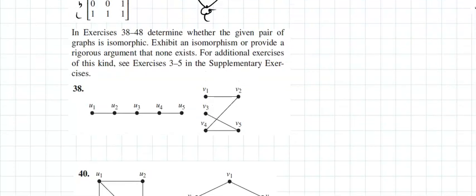Now let's talk about this isomorphic stuff. If I look at 38 to 48, determine whether the given pair of graphs is isomorphic. Exhibit an isomorphism or provide a rigorous argument that none exists. For additional exercises of this kind, you could look at these examples, not an issue. So let's see. I notice there's one edge. I'm thinking if I map those two, that looks very good. That looks like this because it has 2.